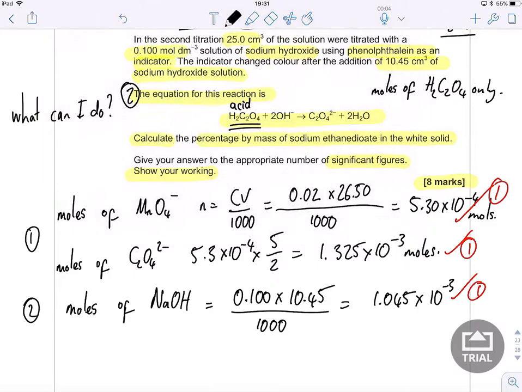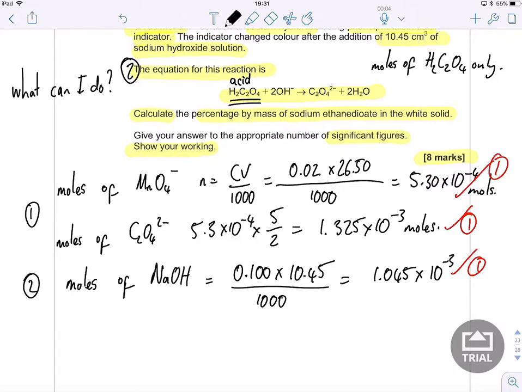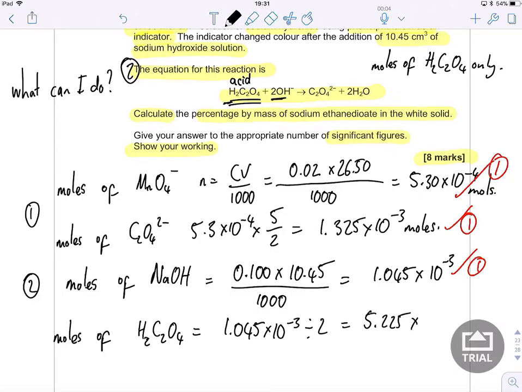From that, I can then work out the number of moles of acid. So I've got 2 hydroxides reacting with 1 acid, so I need to essentially halve that number. Let's just write that out. Moles of H2C2O4 is equal to 1.045 times 10 to the negative 3 divided by 2, because 2 moles of hydroxide react with 1 mole of acid. So that gets me 5.225 times 10 to the negative 4. That gets me 1 mark.